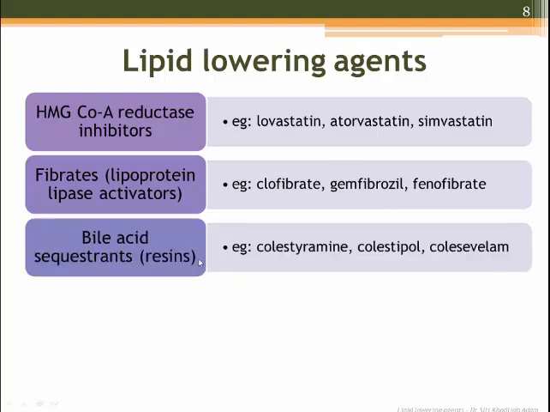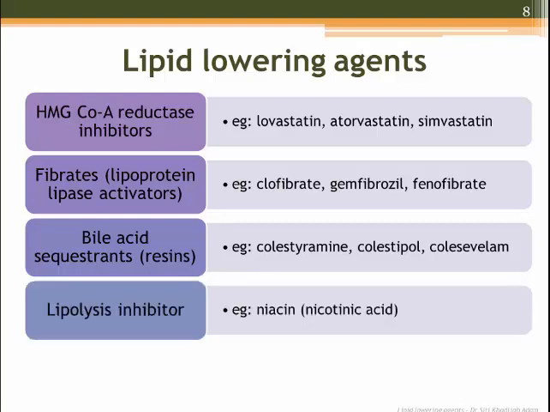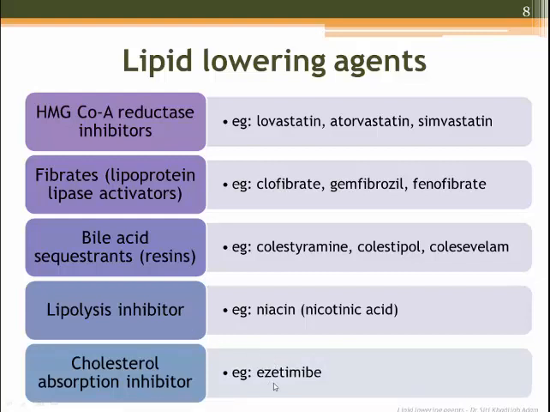And we also have resins or bile acid sequestrants. The examples are cholestyramine, colestipol, and also colesevelam. The next is niacin or nicotinic acid. It is a lipolysis inhibitor. And the last one is ezetimibe, which is the cholesterol absorption inhibitor. So you need to know the mechanism of action of all these drugs, the side effects, and the clinical uses of these drugs in managing hyperlipidemia.